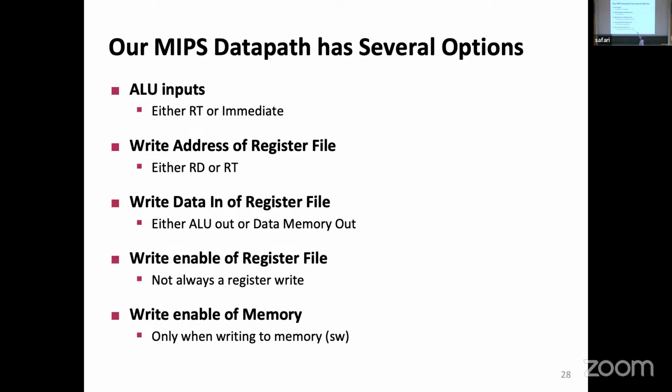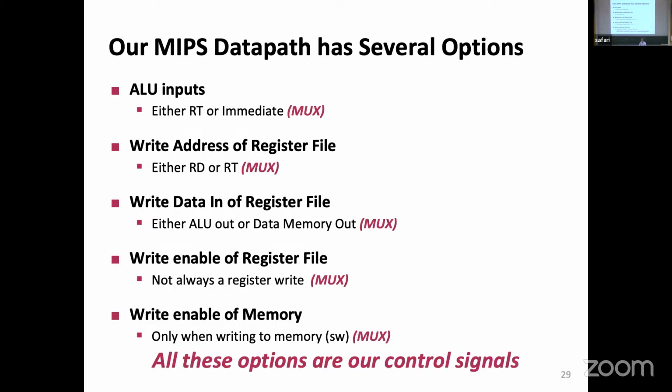The address of the register file can either come from, let's say, bits 21 to 16, or it can come from 15 to 11. We saw that there's a difference in where we pick this between the R-type and I-type instructions. We can enable a write here, or sometimes we are not really writing something back, so there's no need to enable it. We can enable the memory, telling it that whatever is here should be written. We are not always writing it. Sometimes we want to, sometimes we don't. And all of these options end up being our control signals.